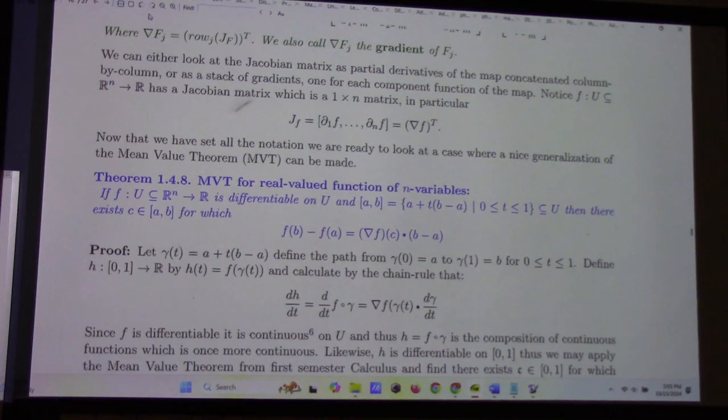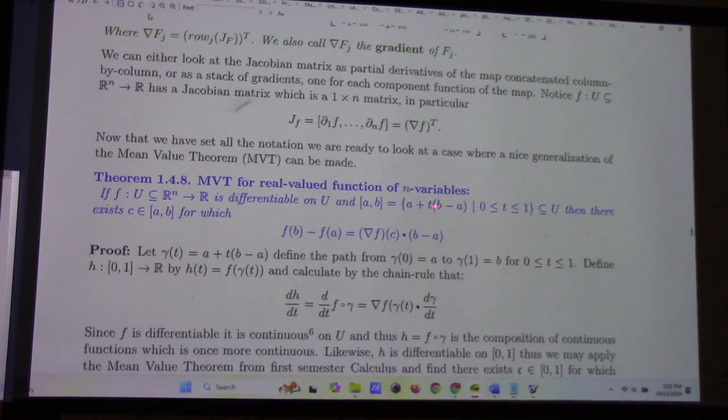Anyway, so here is a generalization of the mean value theorem for real valued functions of n variables. This much is true. If you have a function from R^n to R, differentiable, and we'll use this notation that I'll continue using throughout these notes. If I have an interval, like a parent interval from A to B, and A and B are points, this is the line segment from A to B, just like we did in complex, but now in R^n.